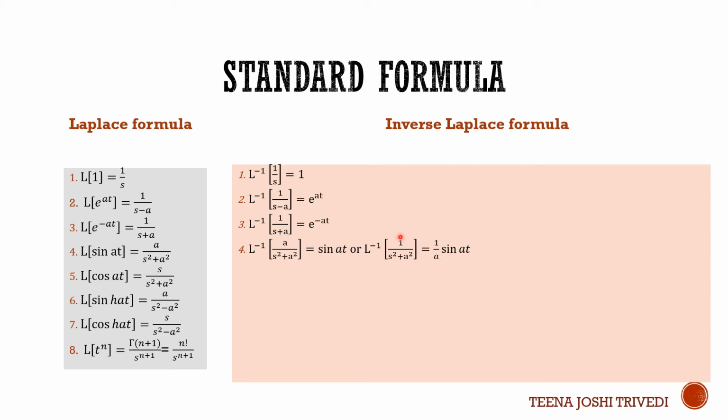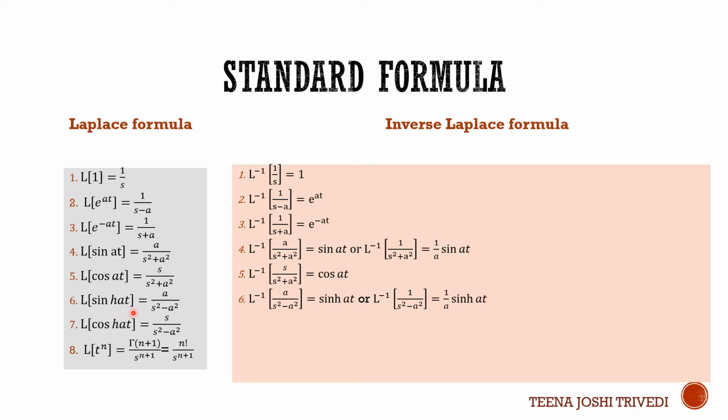You can say that multiply and divide with a, then you can find this value sin at divided by a. Similarly, Laplace transformation of cos at is s upon s square plus a square. So Laplace inverse of s upon s square plus a square is equal to cos at.